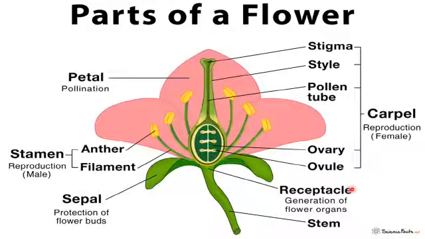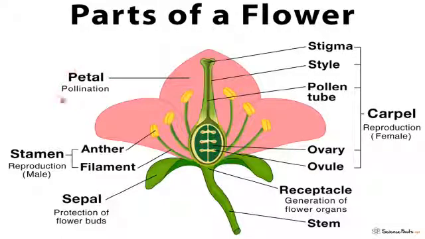The next word is sepals. What are sepals? They are the green leaf-like parts in the outermost circle of a flower. And all the sepals taken together are also known as calyx. And what is the function of the calyx? Its function is to protect the flower in its initial stages when it is in the form of a bud.